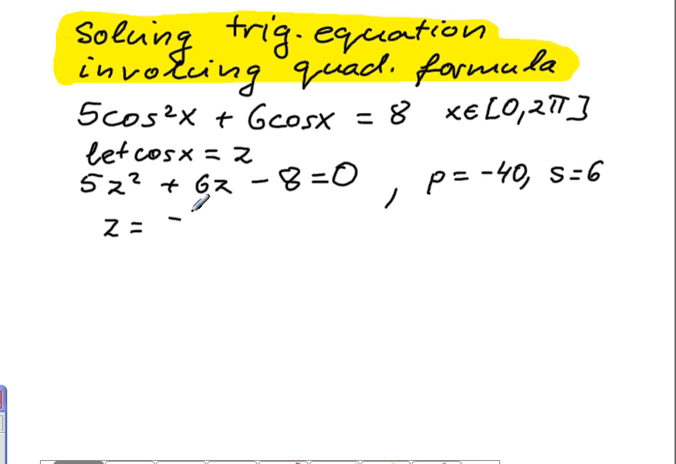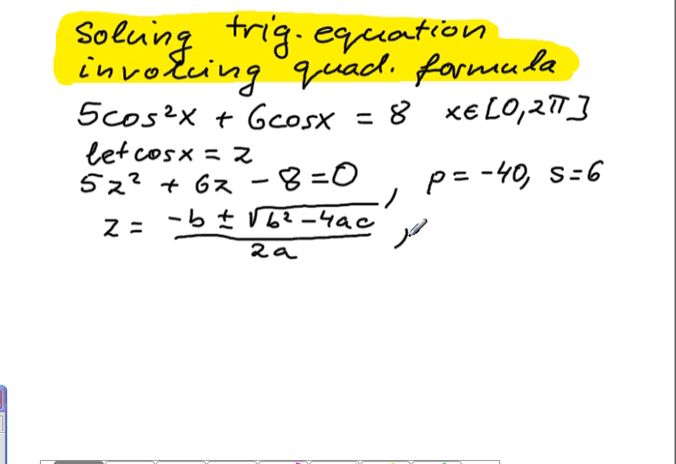Negative b plus or minus the discriminant, square root of b squared minus 4ac, everything is divided by 2a. And what is a, b, and c? So a coefficient is equal to 5, b is equal to 6, c is equal to negative 8.